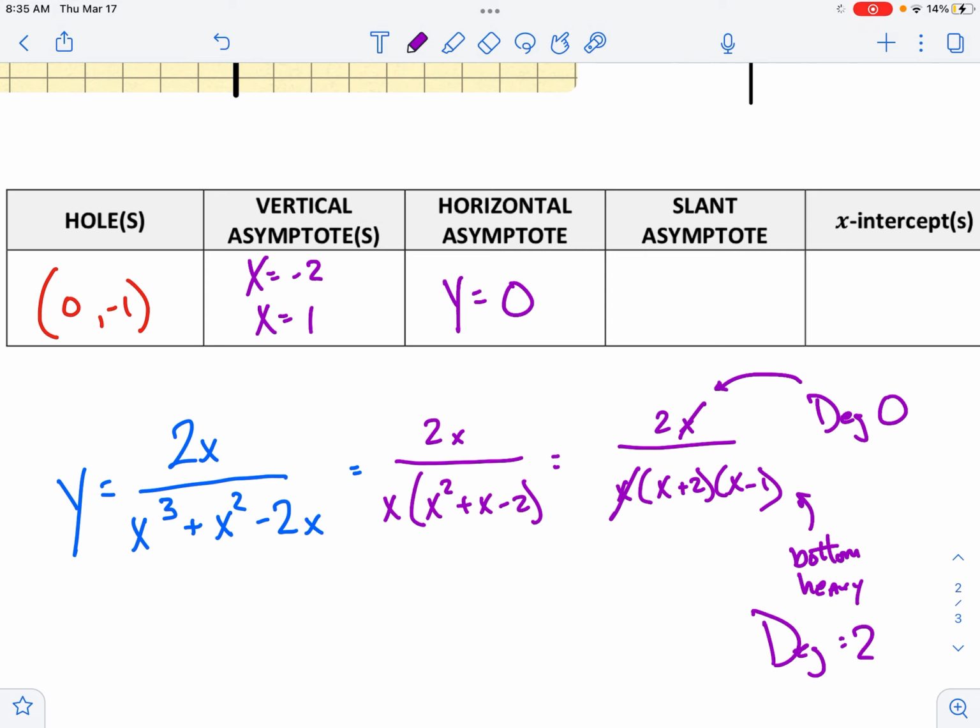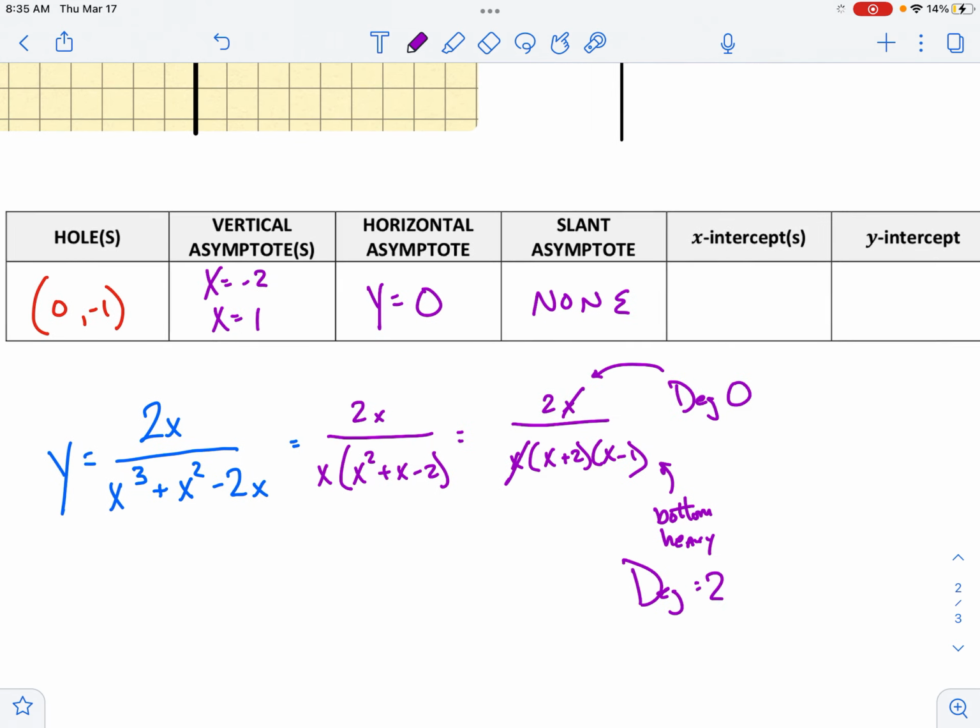I'm going to refer to that as bottom heavy, and anytime I'm bottom heavy, the horizontal asymptote is automatically y equals 0. While we're on horizontal asymptotes, you can't have both of these. If you have one, then you don't have the other. So the fact that I have a y equals 0 means I have no slant asymptote. It should be noted that there are times when you won't have either one, but in this case, you do not have the slant asymptote.